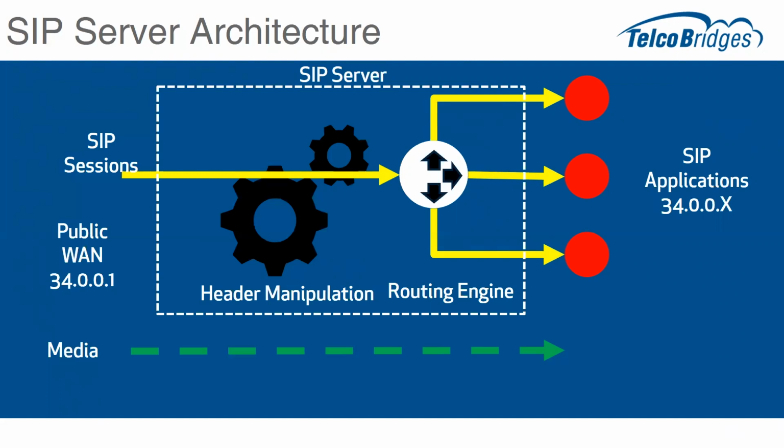SIP servers don't touch the media. In general, this is outside their responsibility. And you'll also notice that the public WAN, the 34.001, is the entry point for the SIP server, and these applications also have to have public IP addresses because the media has to make it to the application. So the media ports on these SIP applications are often exposed, again, because the SIP server doesn't touch the IP addresses.